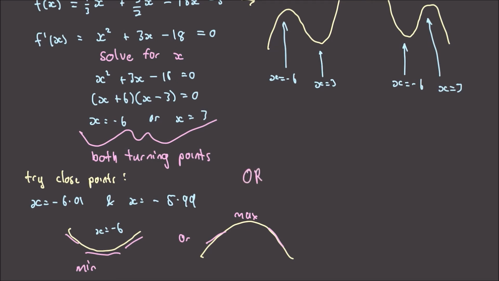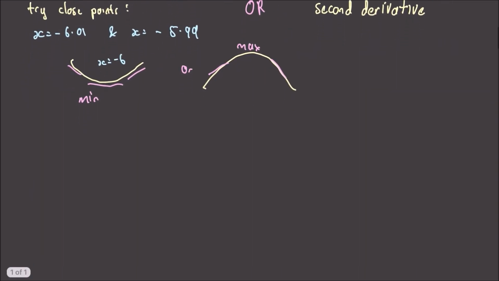Or we can try the second derivative test, which means just differentiating our function another time, the second derivative. So if we differentiate it again, that's f dash dash or f double prime. If the second derivative is bigger than 0, it's a minimum. If the second derivative is less than 0, it's a maximum.